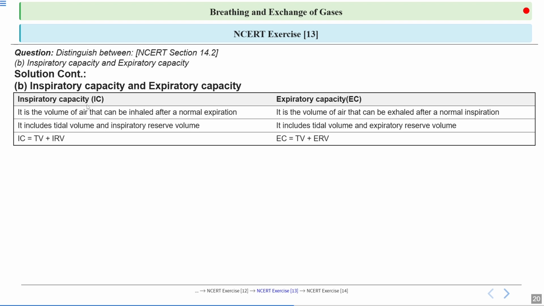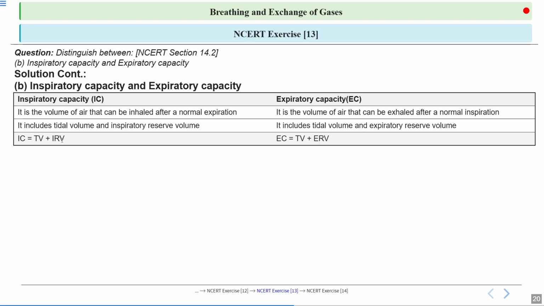So wherever the capacity comes, it is the combination of the volumes. So here it is talking about the capacity, right? Wherever the capacity comes, you should remember that two volumes combine, and it gives you the capacity. So tidal volume is always there, whether you are talking about expiratory or inspiratory. This is the way you can remember. I'm telling you to remember these things. So inspiratory capacity equals tidal volume plus inspiratory reserve volume, right?